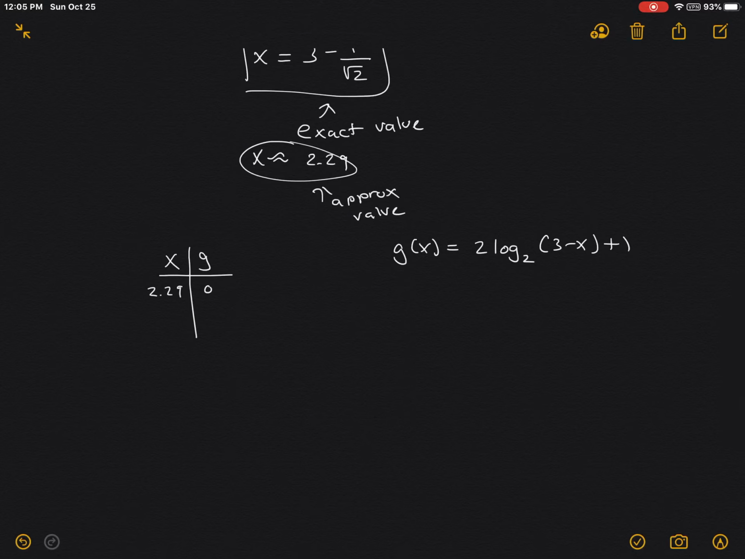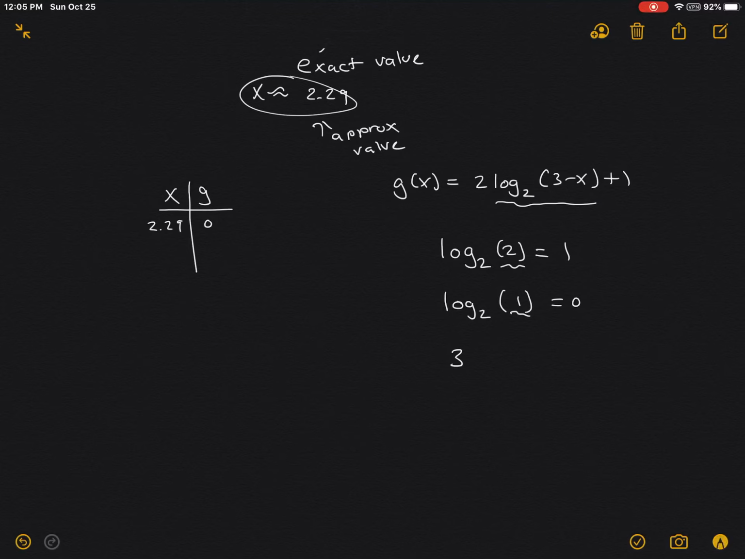Without using a calculator, how would I plug in points and evaluate? You're like, well, I have to use a calculator. Well, you don't. Would you agree that the way you pick smart points is if you evaluate log base 2 of 2? That's easy to evaluate. That's just 1. Or if you evaluate log base 2 of 1, that's also easy to evaluate. This means 2 raised to what power gives you 1? Clearly it's 0. So if I somehow make the argument equal to 2 or 1, that's going to be an easy point to plug in.